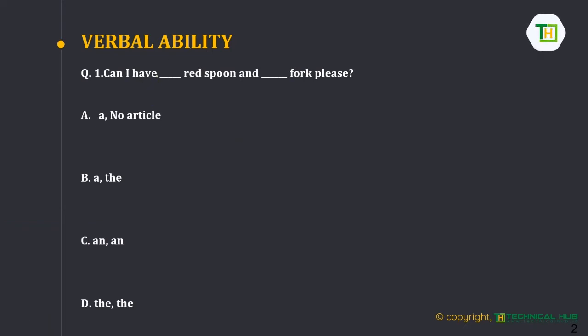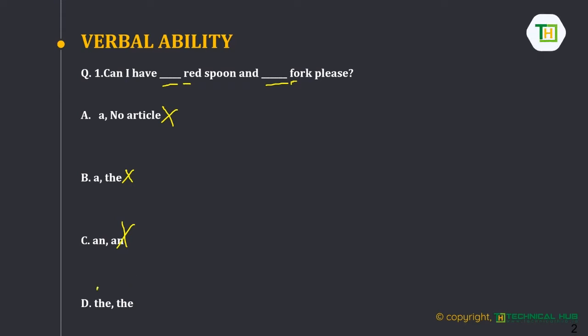So let us see what we are going to fill in these blanks. Obviously a red spoon, we cannot use, or no article we cannot use here. This option is not perfect, so we cannot use that. A and the also we cannot use. Then coming to an and an, how can we use an here? It is not a vowel or vowel sound at all, so we cannot use an here. So finally we are left with only one choice, that is option D.